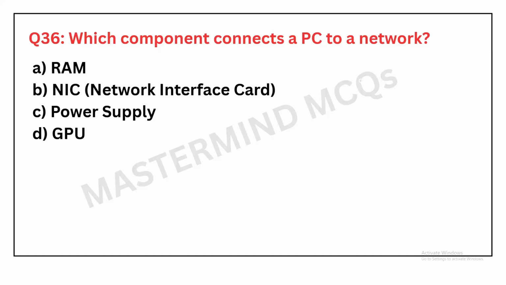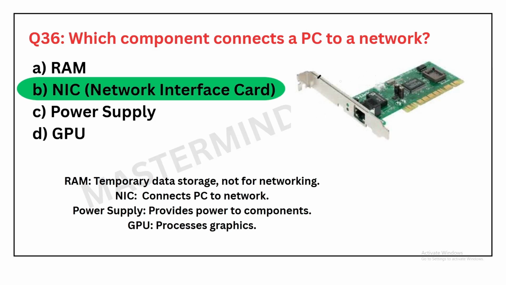Option A, RAM. Option B, NIC. Option C, power supply. Option D, GPU. The right answer is NIC, it is Network Interface Card.